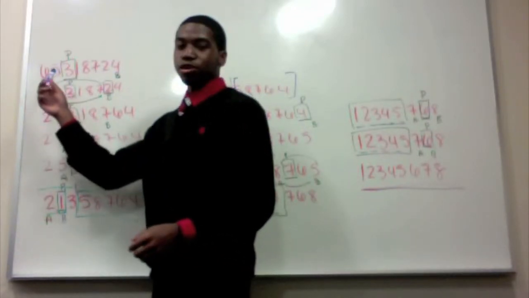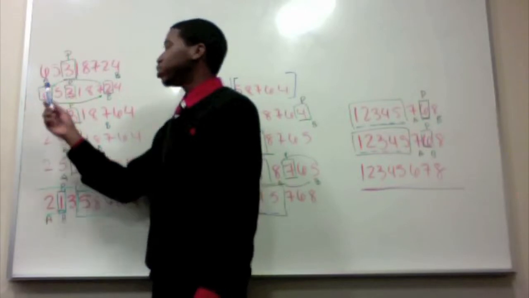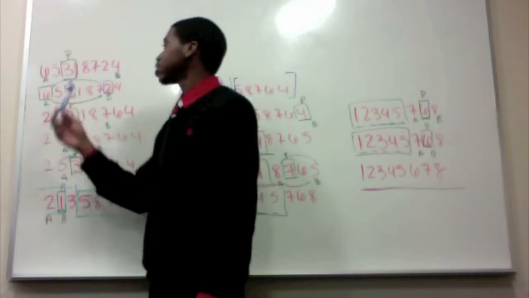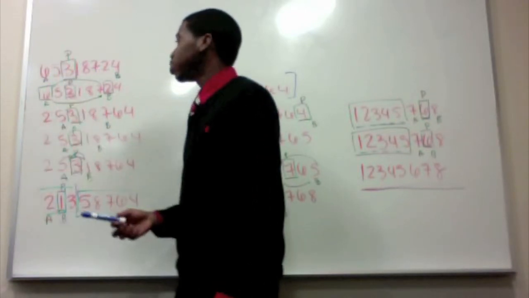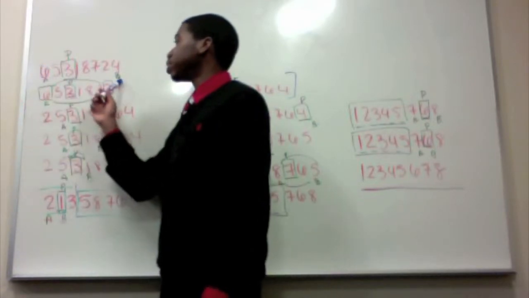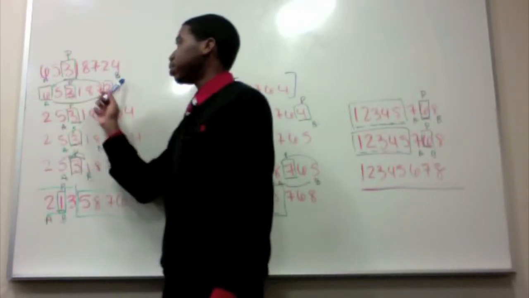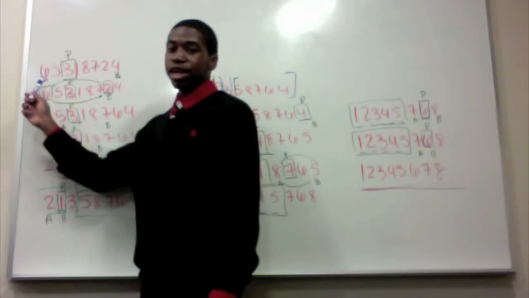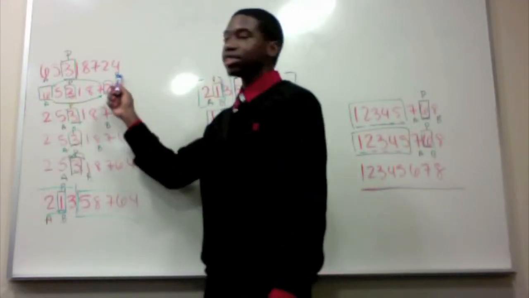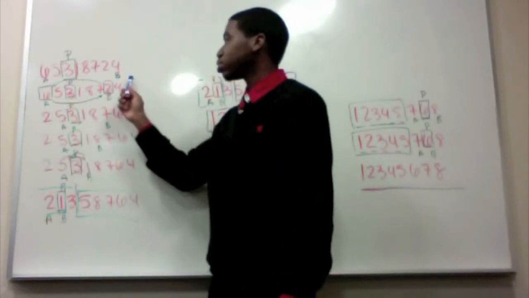First, we start off with finding our pivot. We can use any number as our pivot. We chose 3. We also set pointers on each end of the array. We have pointer A and pointer B. Pointer A is set at the left end at the number 6. Pointer B is set at the right end at the number 4.